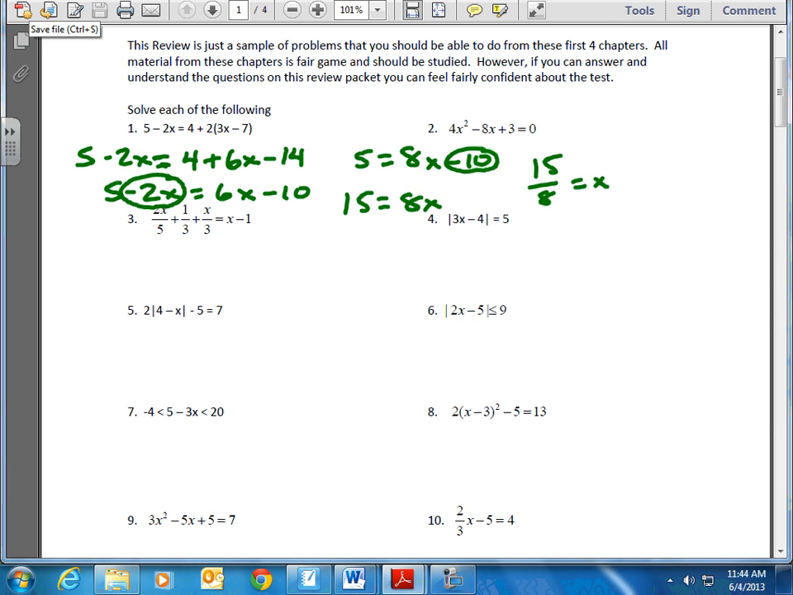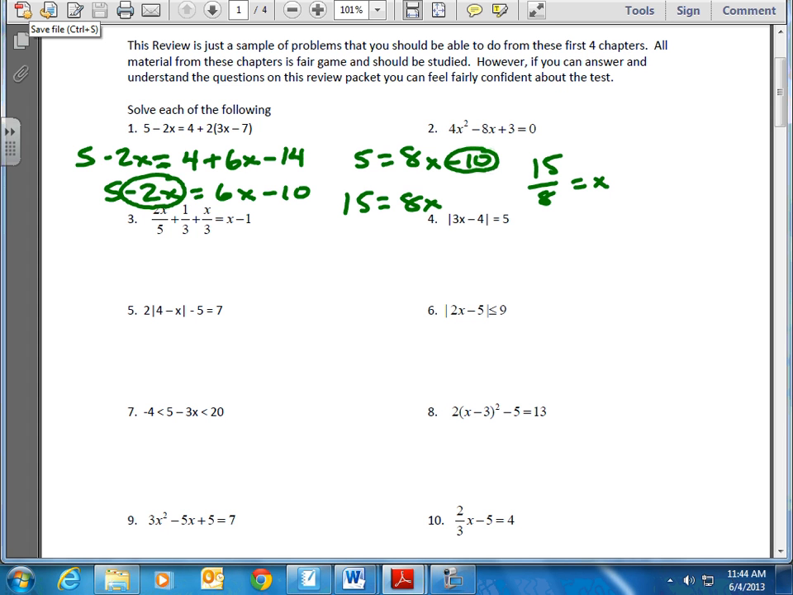When you have a linear equation, the goal: simplify both sides as much as possible. Then rearrange your equation so that you have the x's on one side and the constants on the other. Then divide by the coefficient of x, and you're done.